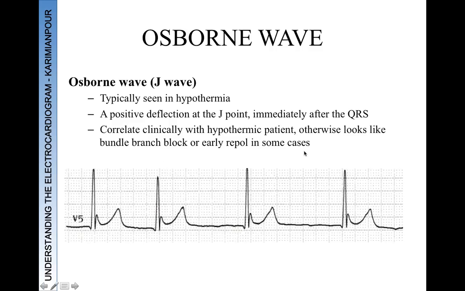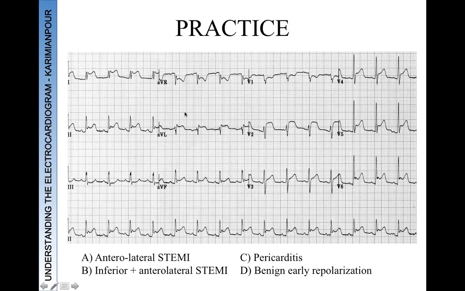So the way that it presents is a patient who was stuck in their car under a pile of snow, for example, and is coming in hypothermic, or a patient had cardiac arrest and they're being cooled now, and they start having these J point elevations and ST elevations, and it's called the Osborn wave or the J wave. So let's pause here and go through this example.